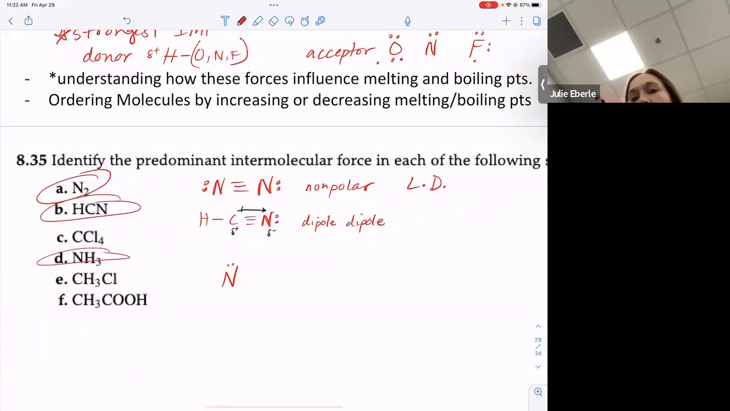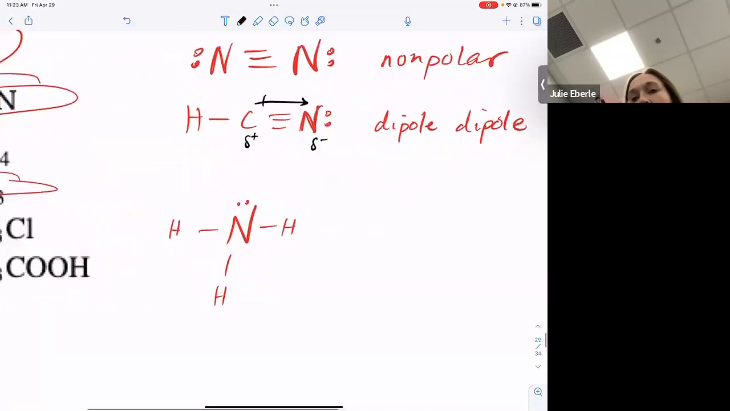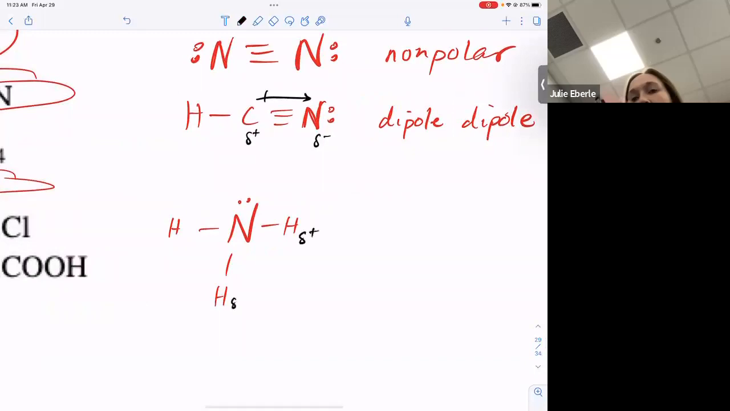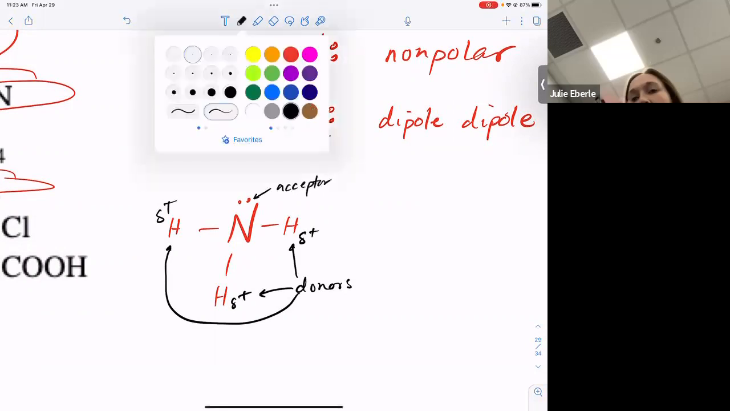NH3 looks like this. What kind of intermolecular force do you think ammonia here would have? Hydrogen bonding, because we have hydrogens here that are directly bonded to nitrogen. All of these hydrogens are positively polarized. So these are all donors. And then this lone pair here is our acceptor.